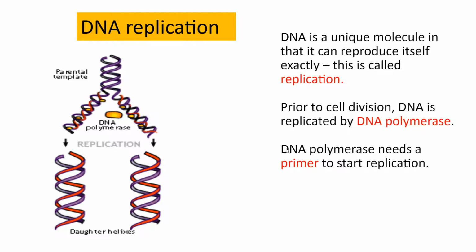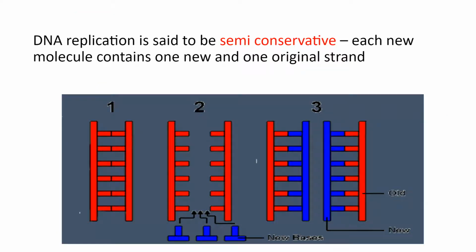Okay. Here we've got DNA polymerase needs a primer to start replication. That's something we're going to come to when we look at the stages, and we'll discuss that in more detail. Here we've got DNA replication is said to be semi-conservative. Each new molecule contains one new strand and one original strand.